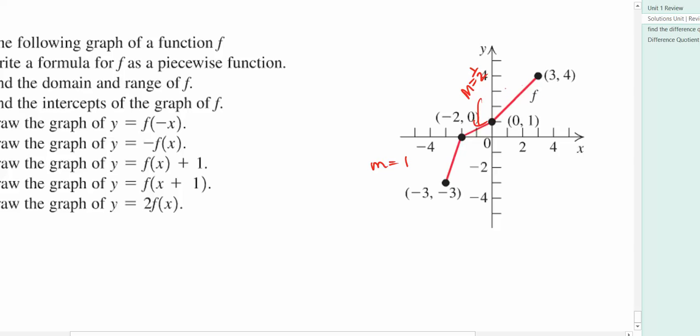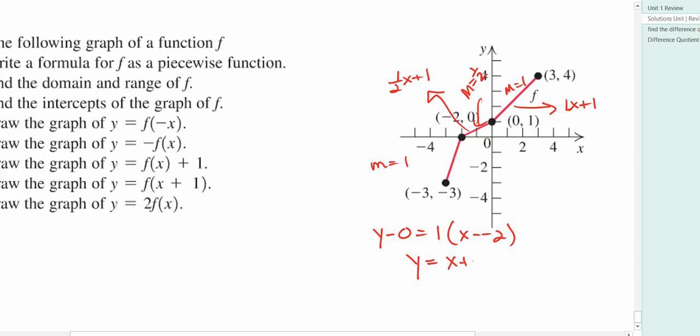Okay, and so these two, because you know the y-intercept, they're actually easy to write equations for. This is the equation 1x plus 1, because that's a y-intercept at 1. And this is the equation 1/2 x plus 1. And this one we're going to have to find the y-intercept. So we know it goes through the point -2, 0. So this is y minus 0 equals 1 times x minus -2. And so y is equal to x plus 2, but that doesn't quite look right. Let me see.